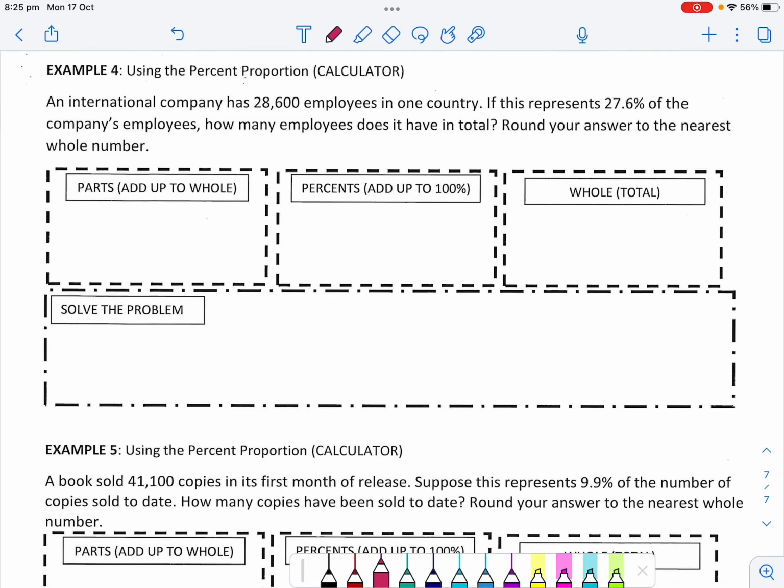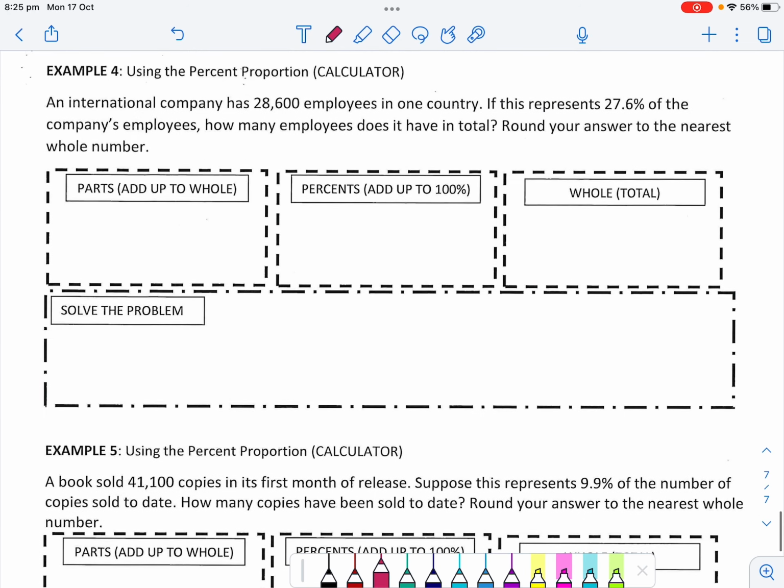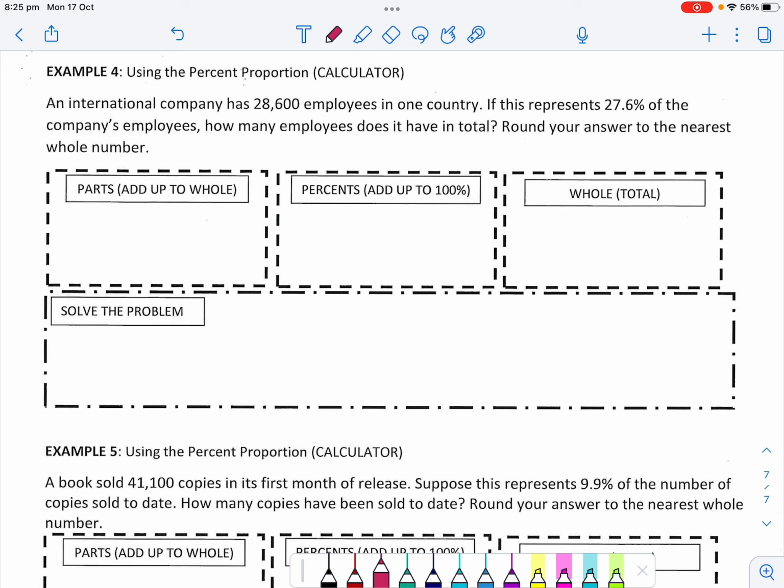All right, hey everyone, these last two examples are going to be our percent proportion, so finding the whole when the numbers are kind of big or kind of crazy, maybe some decimals, things like that. So I've just got two more examples here that kind of use some different kinds of numbers.